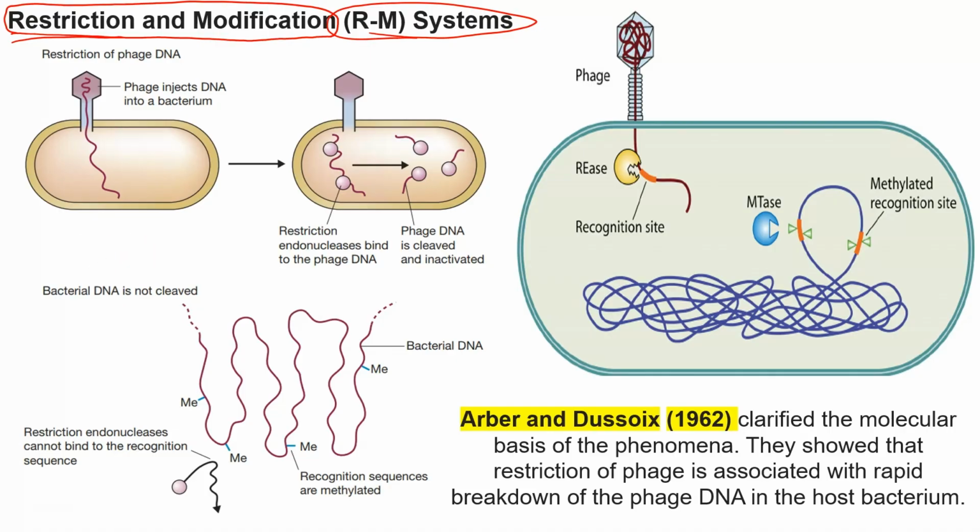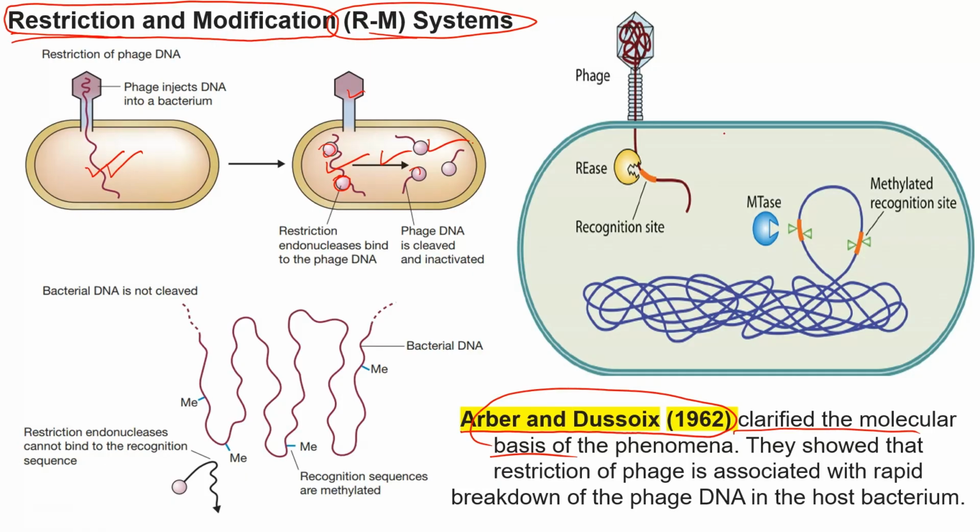Later, two scientists, Arber and Dussoix, in 1962, discovered or clarified the molecular basis of that phenomenon by observing that bacterial cells have a group of enzymes. Those enzymes can digest the viral DNA. Here you can see in this figure that viruses are inserting their DNA within the bacterial cell. Here the DNA is inserted. After insertion, the DNA is recognized by restriction endonucleases at different locations, and the DNA is fragmented. So that is why the viral DNA is unable to replicate or proliferate into new viral particles.